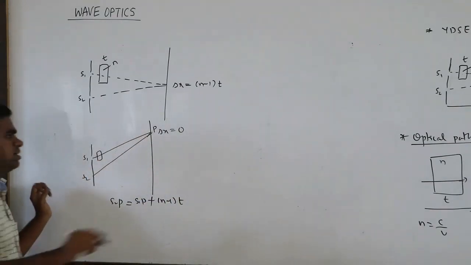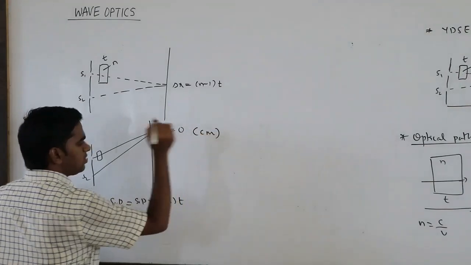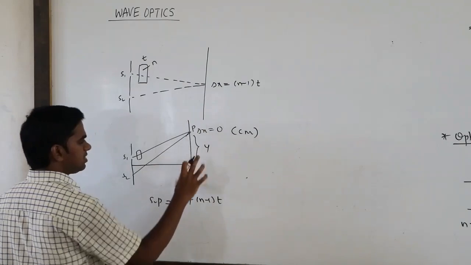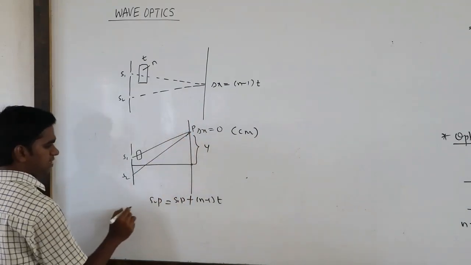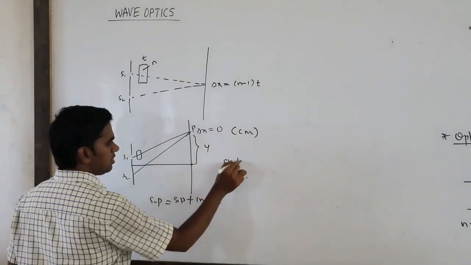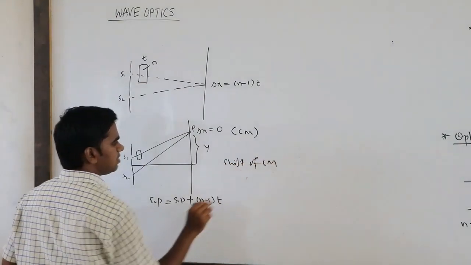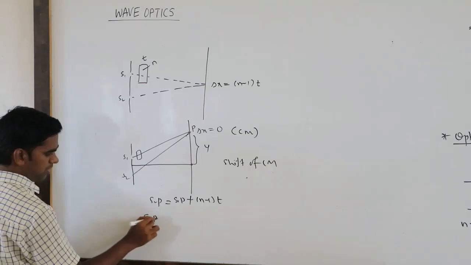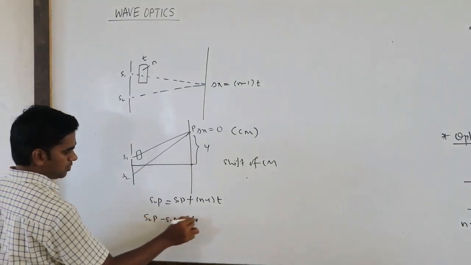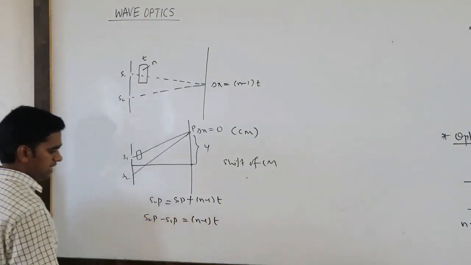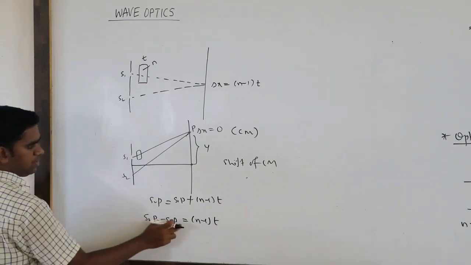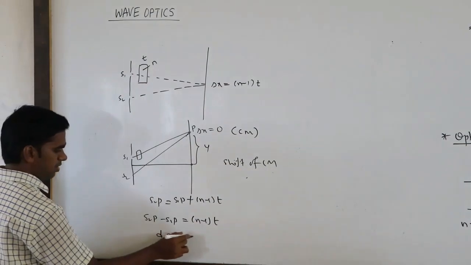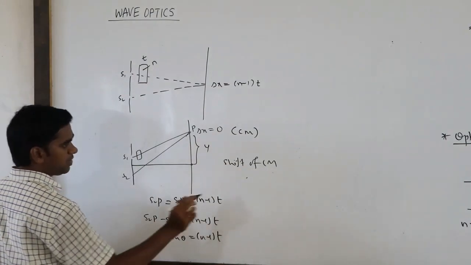You will get the central maxima. So to find this distance, that is the shift of central maxima, what can you write? Take S1P on this side. S2P minus S1P is equal to (n minus 1) into T. So S2P minus S1P, from your Young's experiment, becomes d sine theta equals (n minus 1) into T.